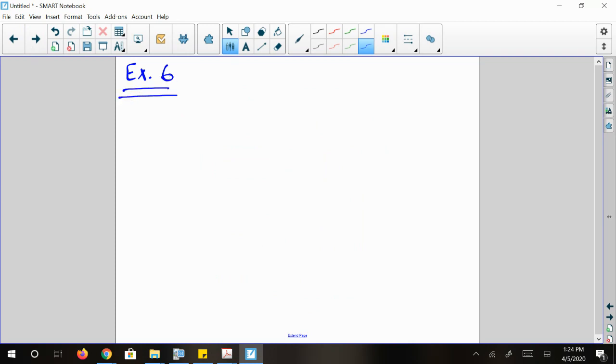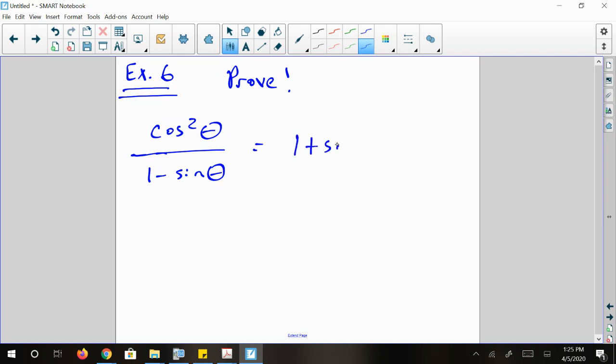Okay. All right. So example 6. Once again, we are proving, and this time we have cosine squared of theta divided by 1 minus sine of theta equals 1 plus sine of theta.